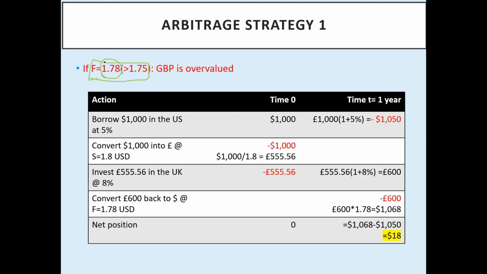Recall that the forward rate is the price of the pounds in terms of the USD. Here, the forward rate for the pound is a little bit too high, and so it looks like the pound is overvalued. So when the pound is overvalued, you want to invest in the UK, and then you want to borrow in the US.